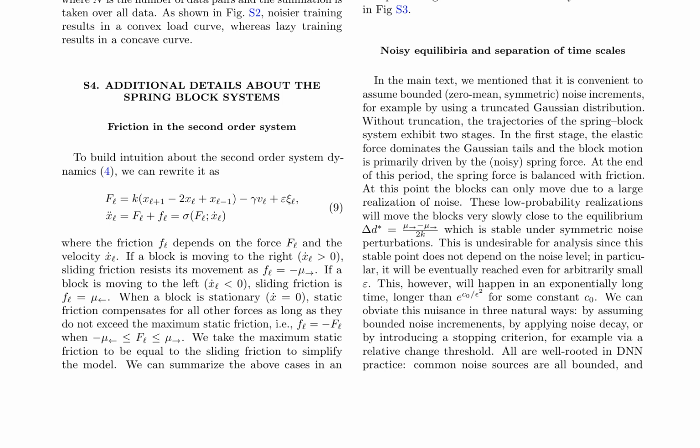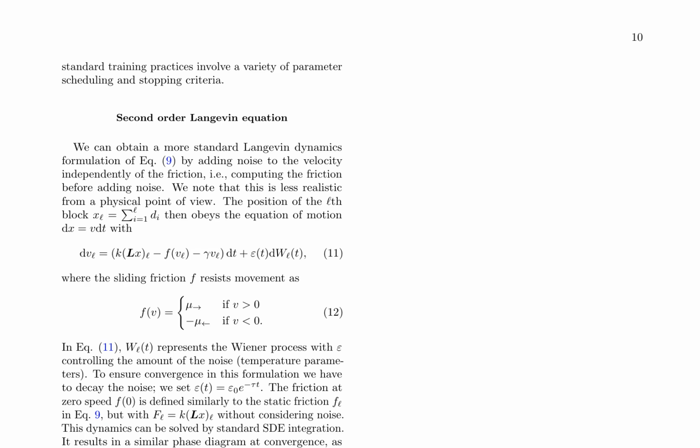The phase diagram of this system is presented in Figure S3, showcasing the load curves and elastic potential energy. The authors discuss the noisy equilibria and separation of timescales in the spring block system. Without truncation, the trajectories exhibit two stages: an initial stage dominated by the elastic force and a later stage where the spring force is balanced with friction. To avoid this, the authors propose three methods: assuming bounded noise increments, applying noise decay, or introducing a stopping criterion.